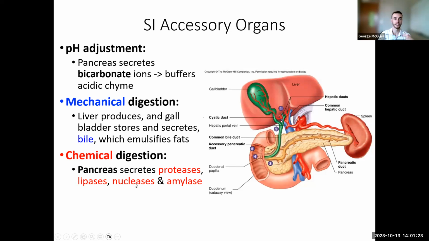Nucleases are enzymes that break down DNA and RNA, all of the genetic material that exists in our food. You're eating cells of other organisms, so there's also DNA. We don't talk about that as a nutrient, but there is an enzyme that helps break apart those molecules as well. Proteases are enzymes that break apart proteins. Lipases are enzymes that break apart lipids, fats. And amylase is a protein that breaks apart carbohydrates. These are the important ones to pay attention to here.